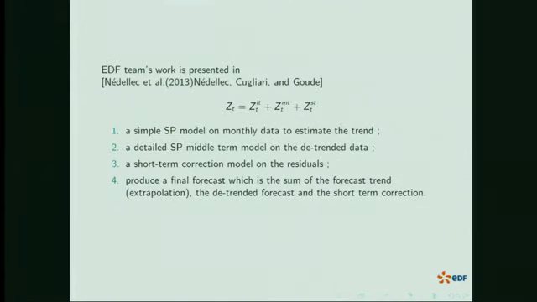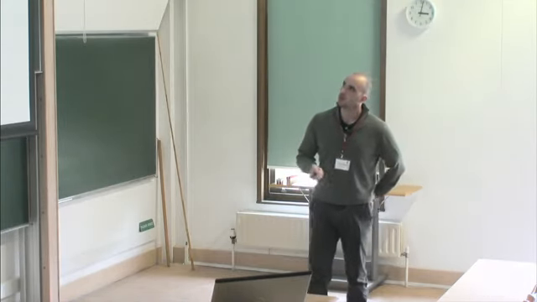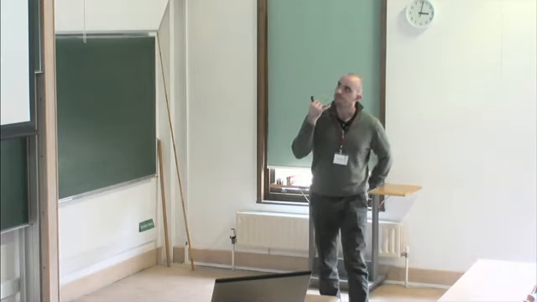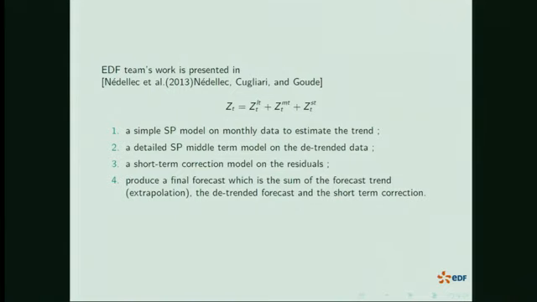The EDF team's work is also presented in a paper that will appear, I think, next month. The idea was to decompose the electricity load into 3 parts: one for the long-term load, one for the middle-term load, and one for the short-term load. In the middle-term load, we use GAM models. For the long-term one, we use simple GAM models to focus on the trend of the load on monthly data. And for the short-term correction, we use the random forest technique to capture the local structure of the load.